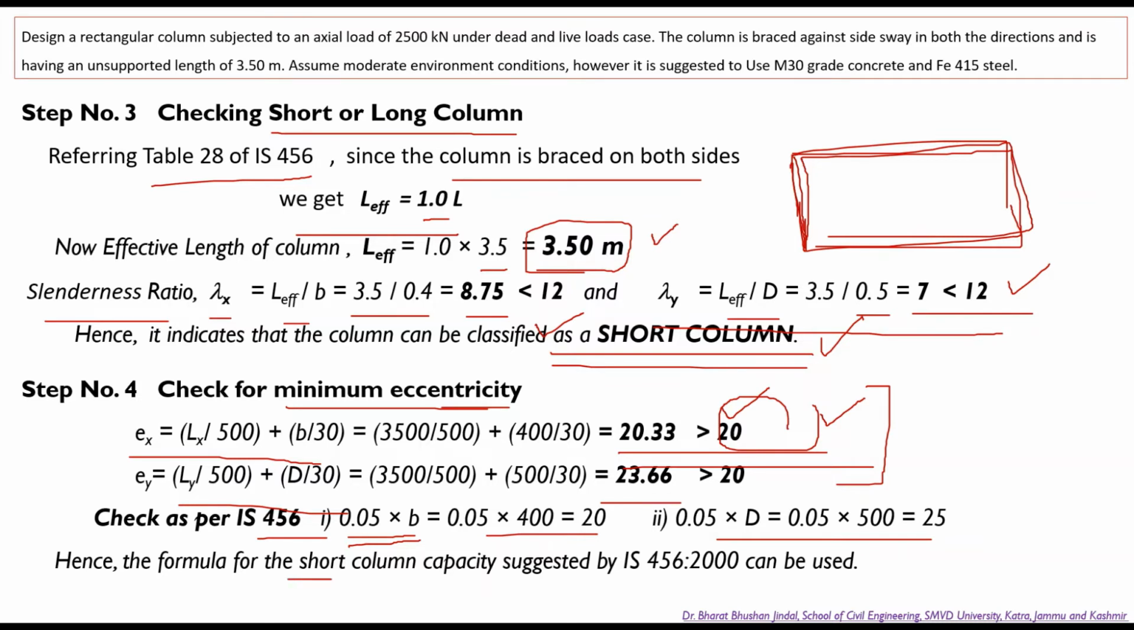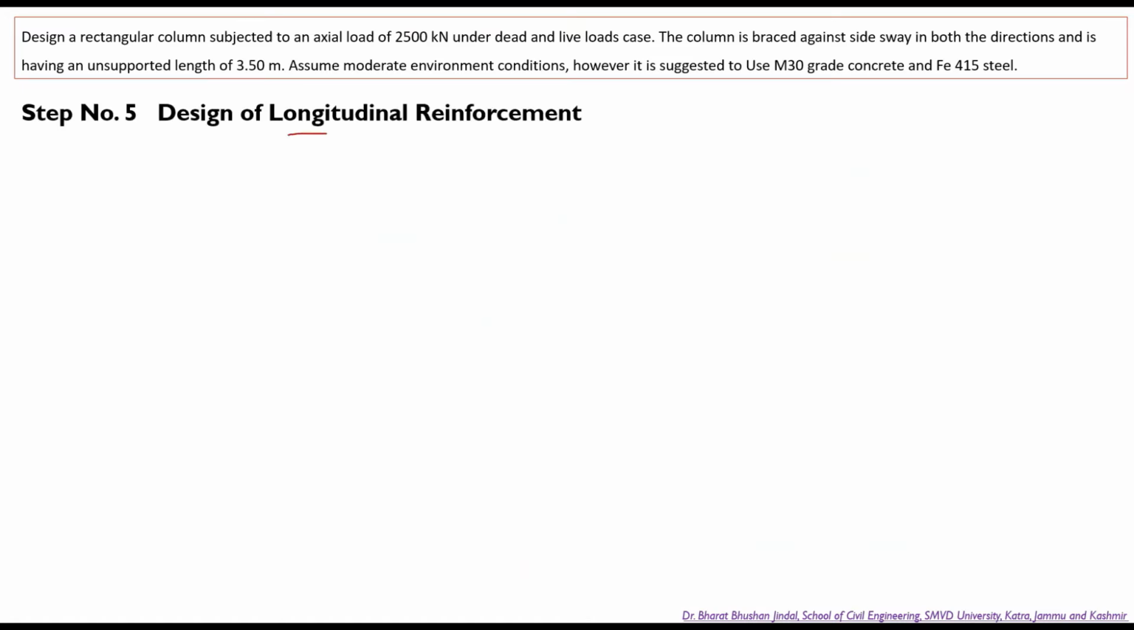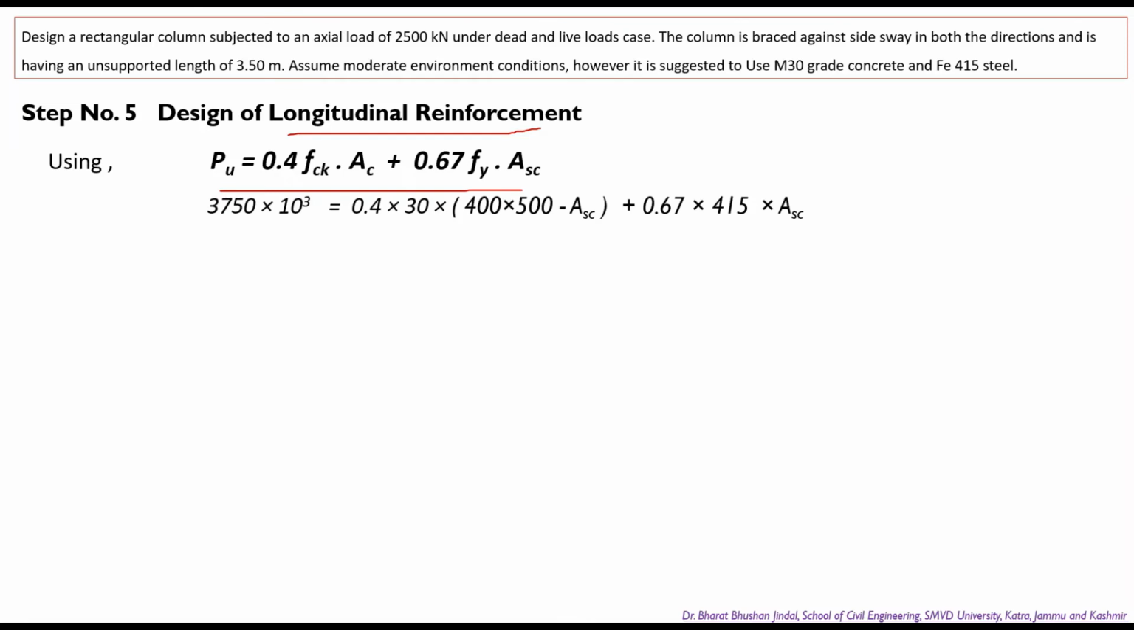So we can say it is a short column, and to check the capacity we can use the formula which is given in IS 456 2000. Now in step number 5, we have to calculate the longitudinal reinforcement required, and accordingly decide the size of the bars and how many bars we have to provide. So again using the same formula, and putting in all the values, this was the size which we have decided. So that is the gross area minus the area of steel, so it comes out to be the area of concrete itself, and similarly ASC.